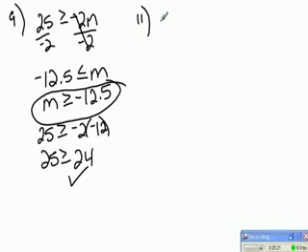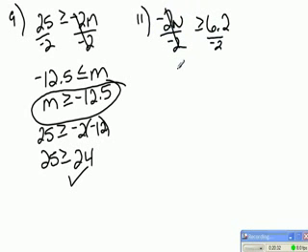Number 11, we have negative 2n greater than or equal to 6.2. I want to get n by itself, so I'm going to divide by negative 2 on both sides. And this was a negative number that I divided by, so I have to flip my sign. 6.2 divided by 2 should give you, and it was negative, so negative 3.1.